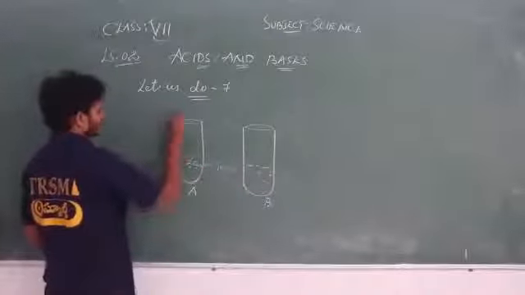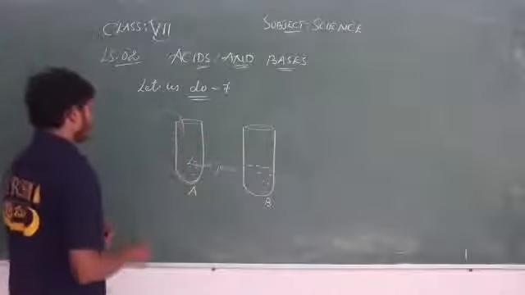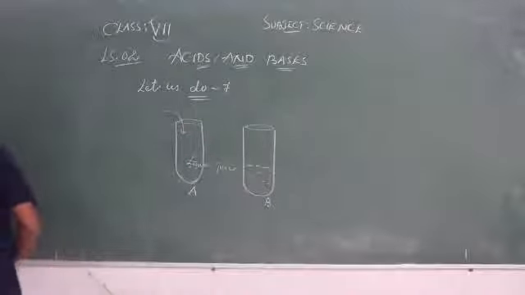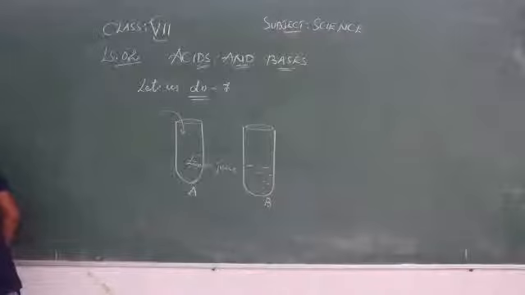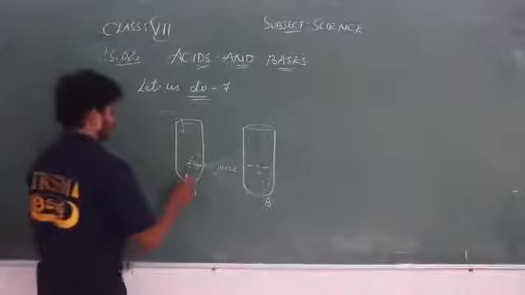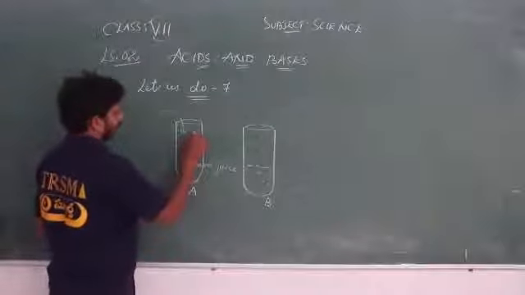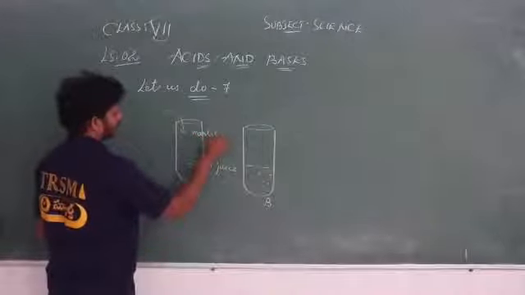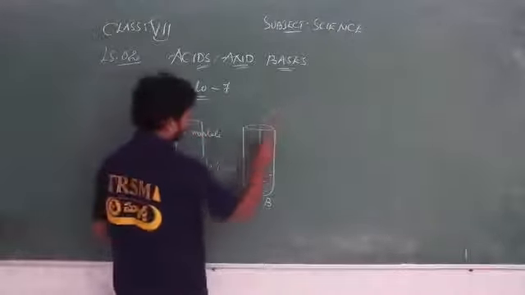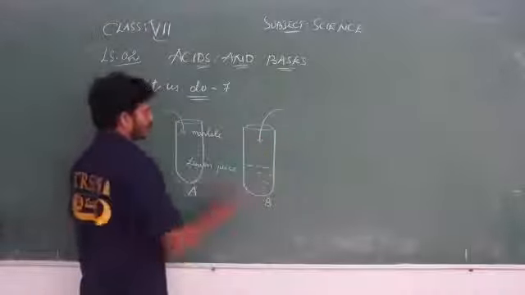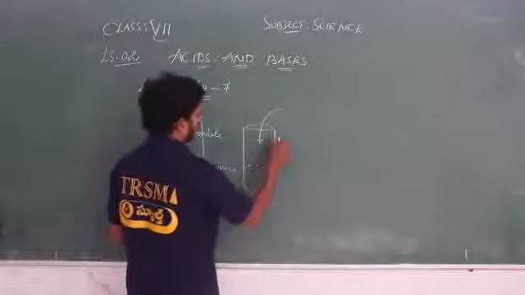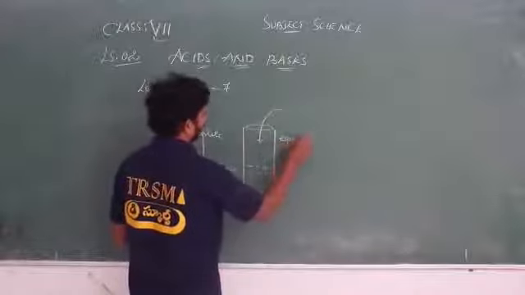Now in test tube 1, add marble, that is CaCO3. You are adding marble to this. And into test tube 2, you are adding eggshell.